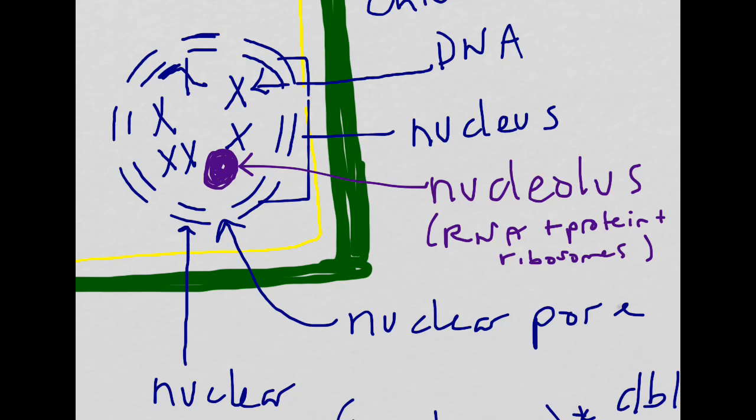Just like you would find in a car factory, you might find some completed cars. You're also going to find some not complete cars. I'm trying to draw those as little dots. Ribosomes are always going to be drawn as a little dot and a big dot. Small subunit, large subunit. Okay.